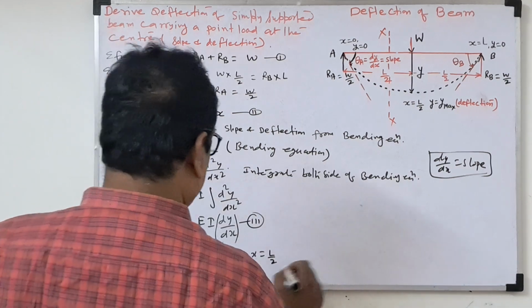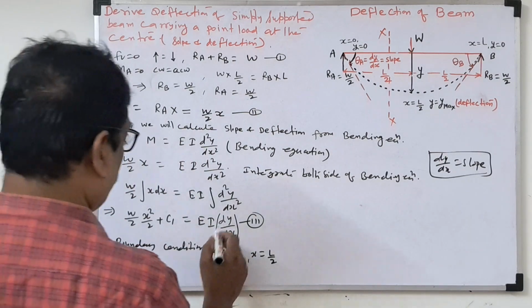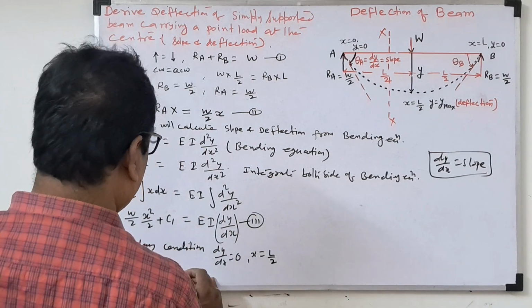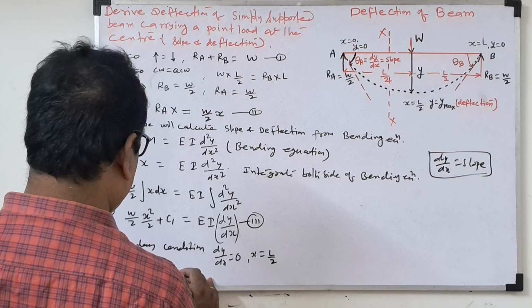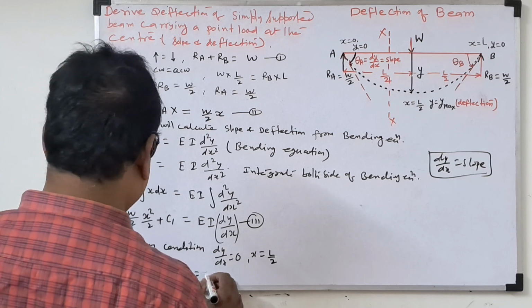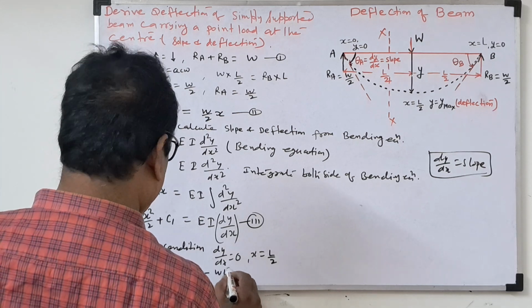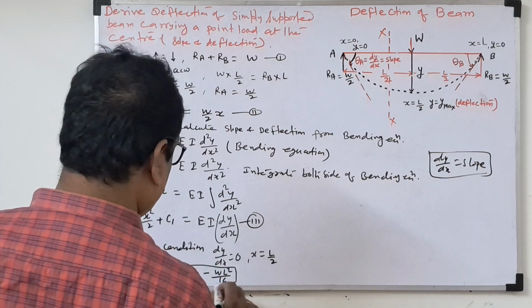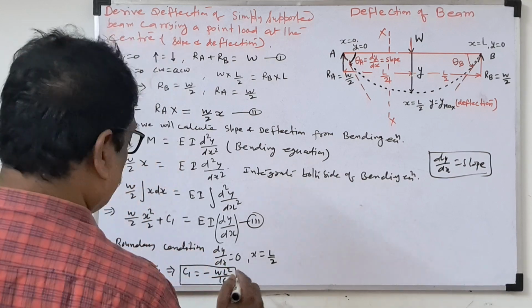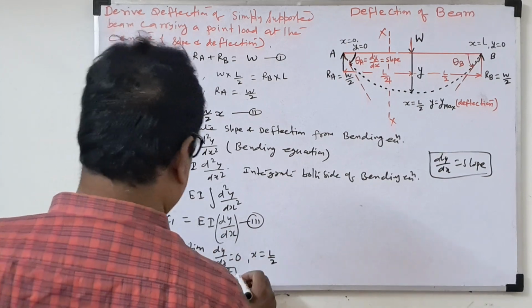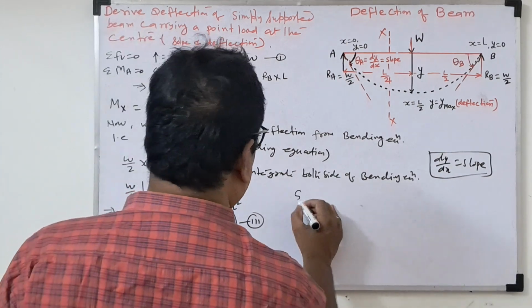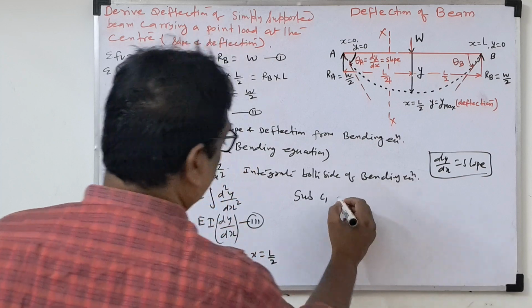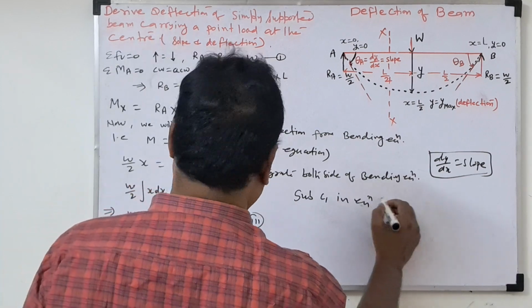X square means L square by 4, 4 into 2, 8 plus C1. So here it will be 0. So it will come, that implies C1 is equal to minus WL square by 16. So this is one condition we got. Now substitute this value of C1 in equation 3.